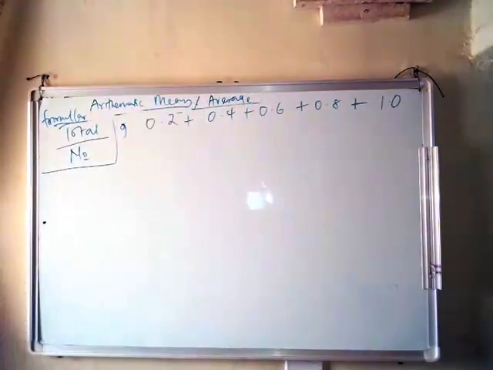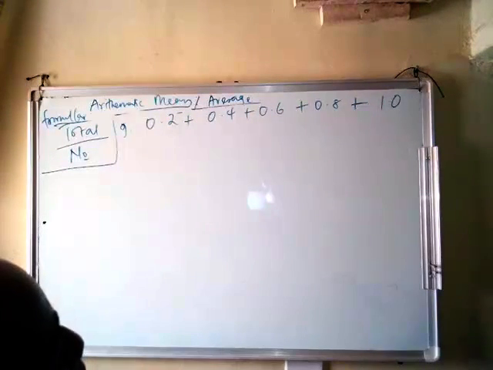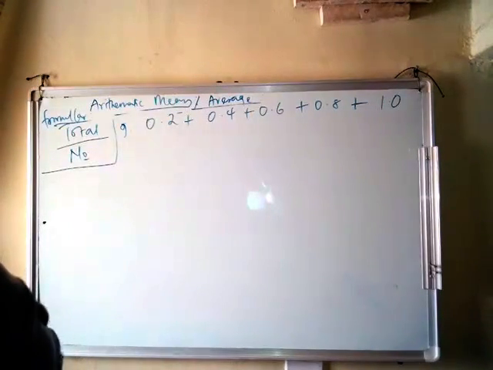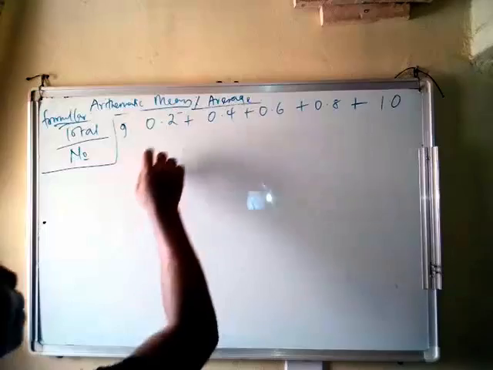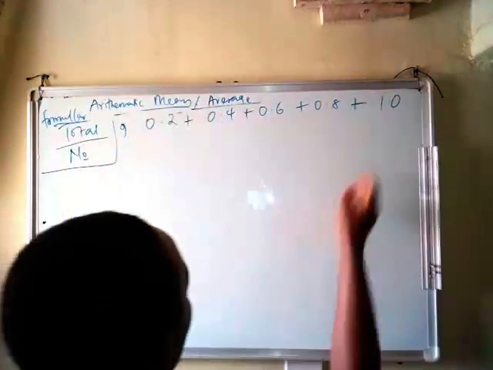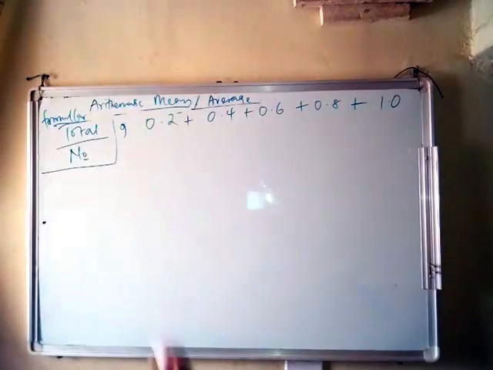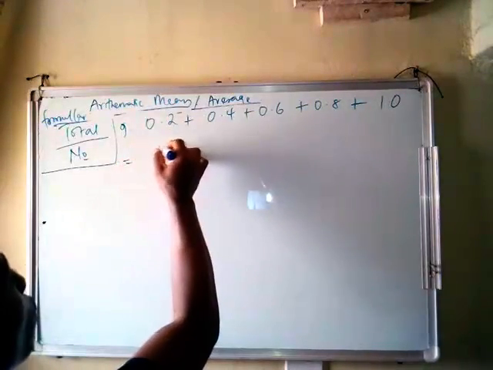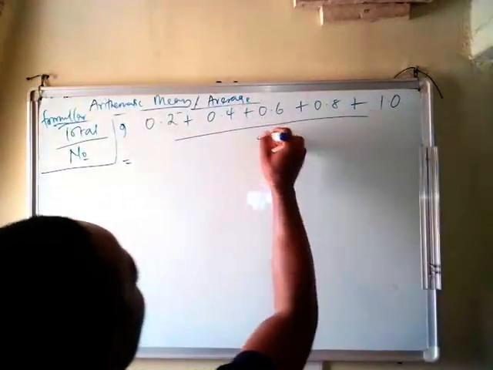What we have is 0.2, 0.4, 0.6, 0.8, and 1, which we added 0.0 to, which became 1.0. Let's count the number of values we have: 1, 2, 3, 4, and 5. We are very fortunate. We're having only 5 numbers. So as usual, we are going to add all of them and over 5. So let's do well to add.